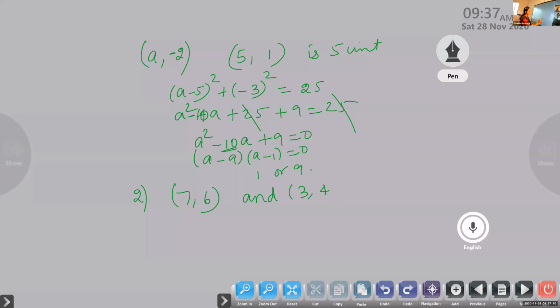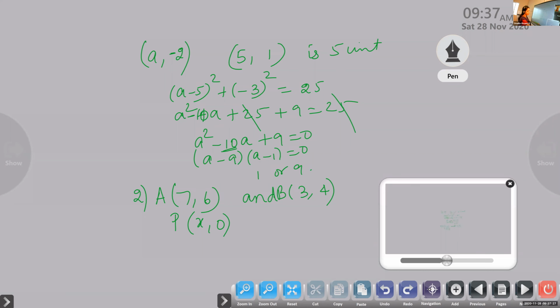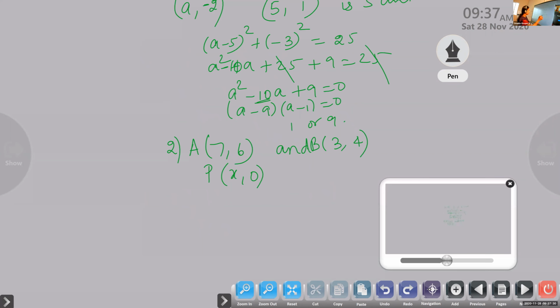We want to find a point on the x-axis. What do we know about a point on the x-axis? On the x-axis, the y coordinate is 0. So you take the point as (x, 0). Therefore, what will you get? AP will be the same as BP.